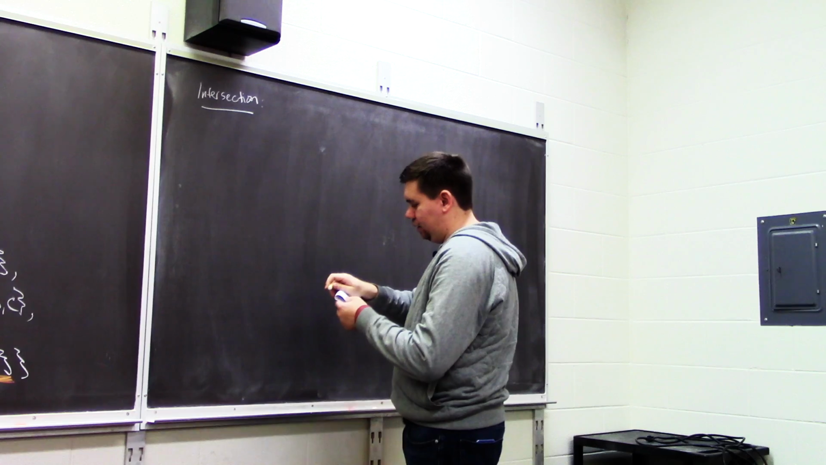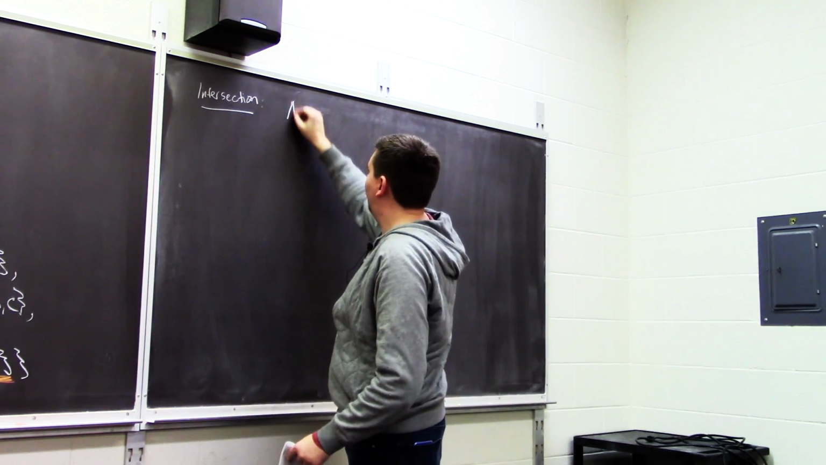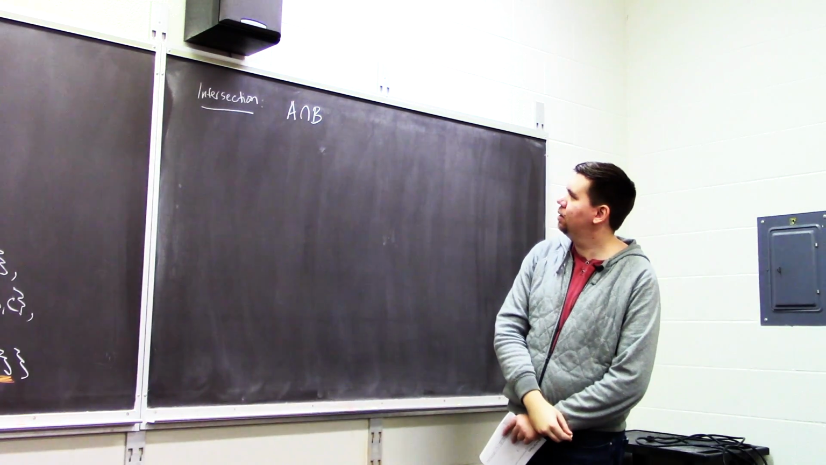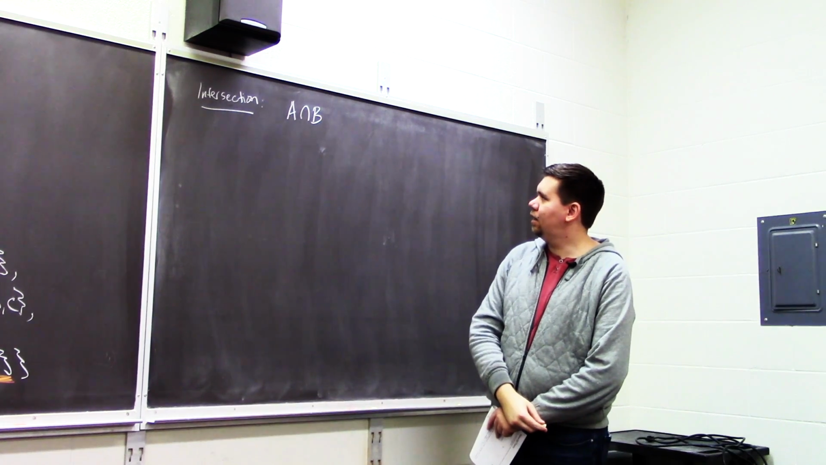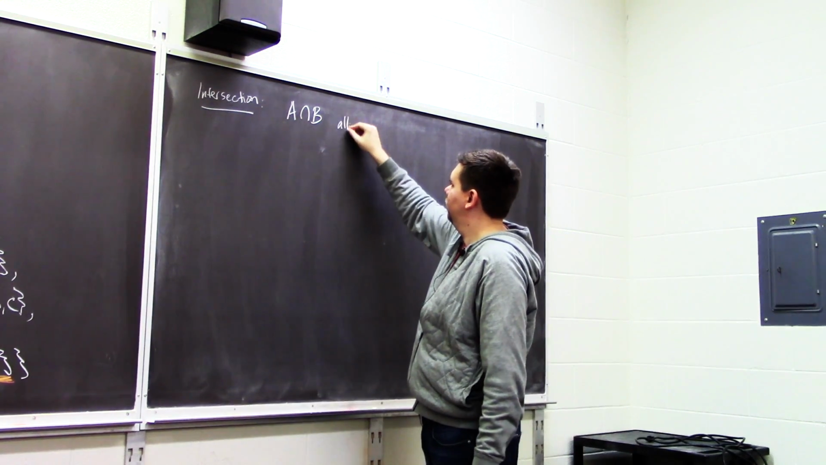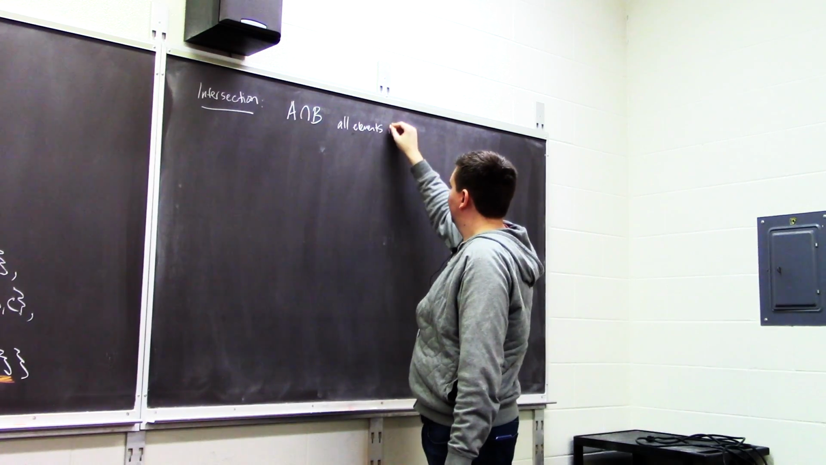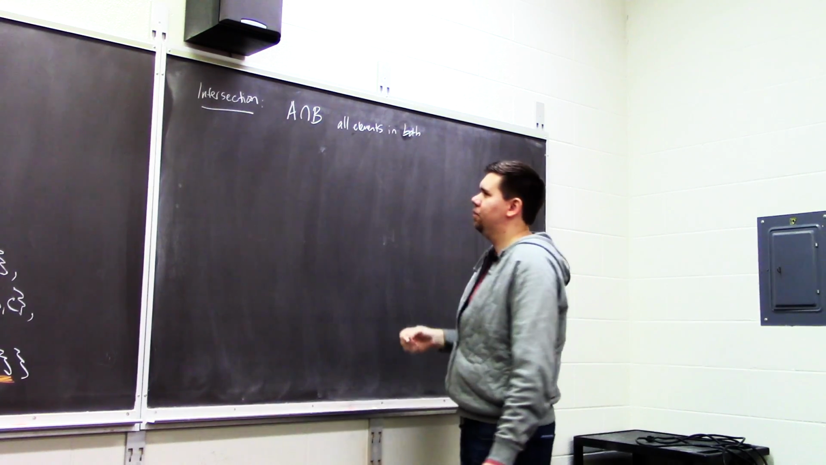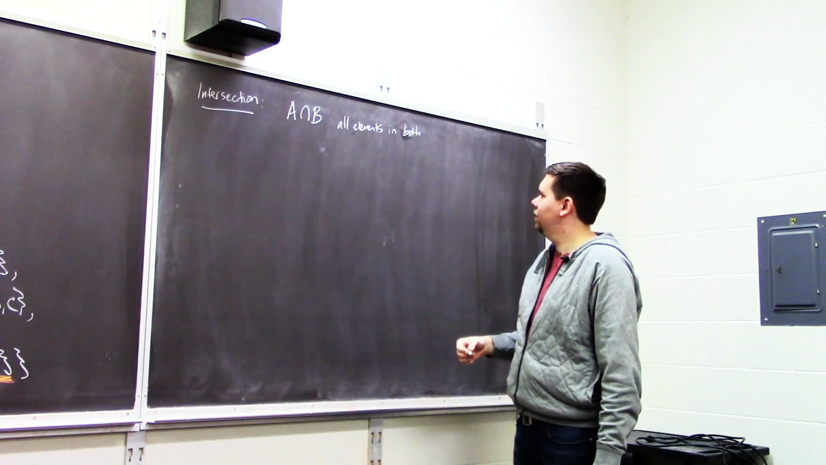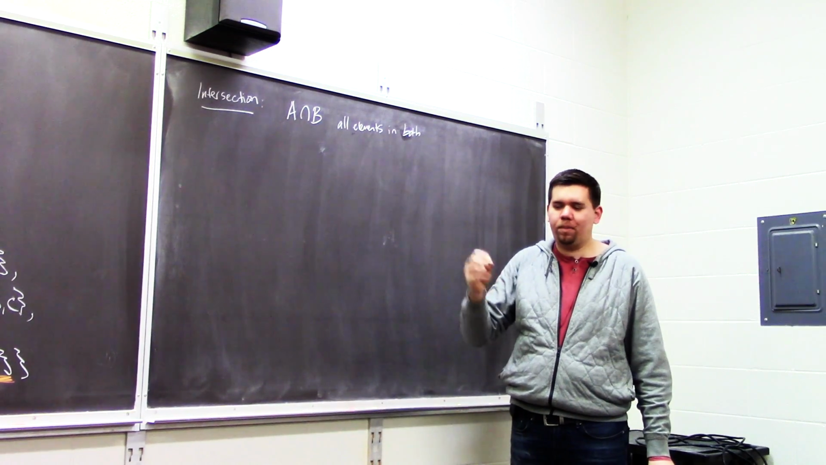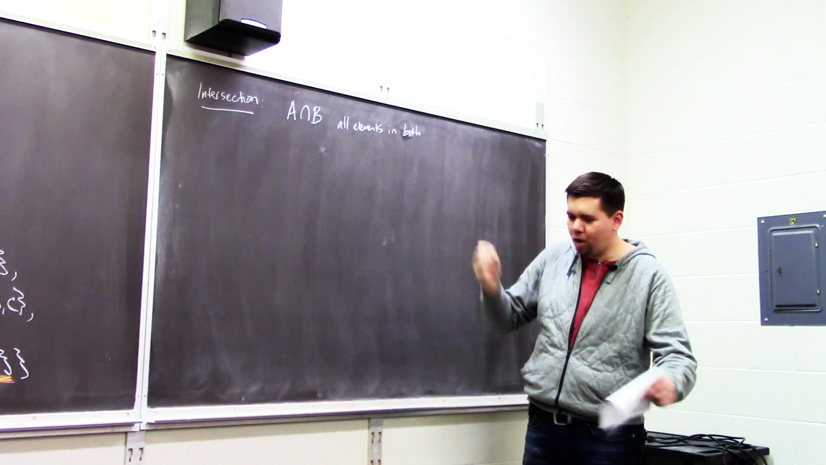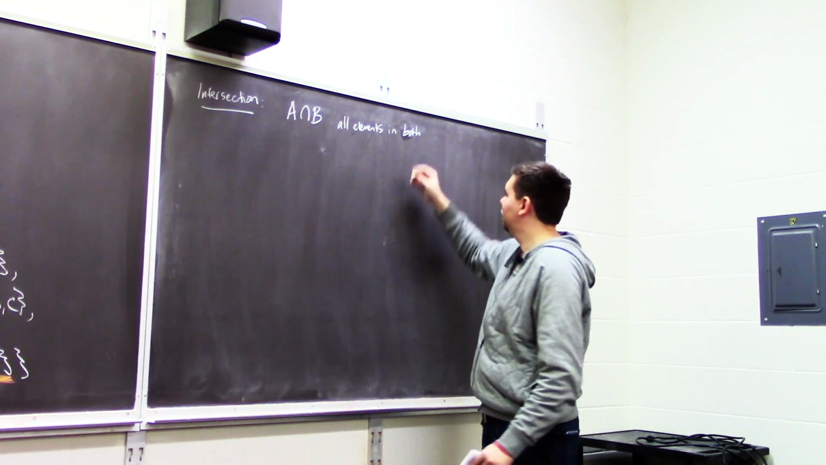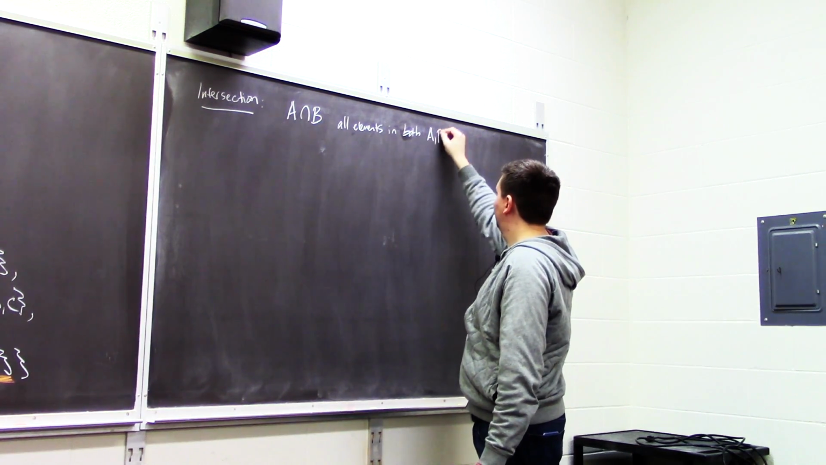So if you have sets, say A and B, you define A intersect B to be what? Well, this is going to be the collection of all elements that are in both A and B. Is that clear what I'm saying? The element has to be in both A and B. So it's not all the elements in A and all the elements in B. It's all the elements that are in both A and B.